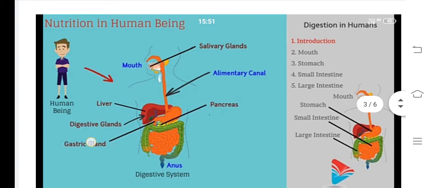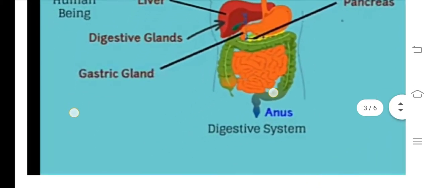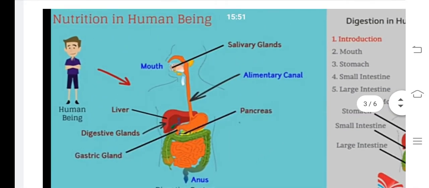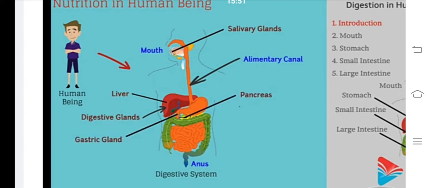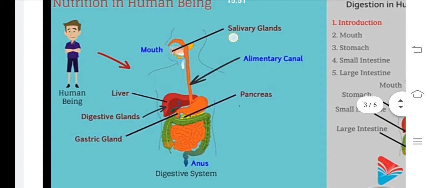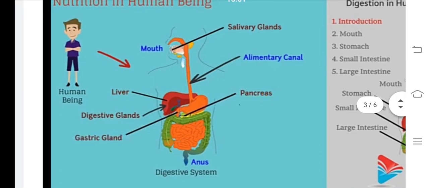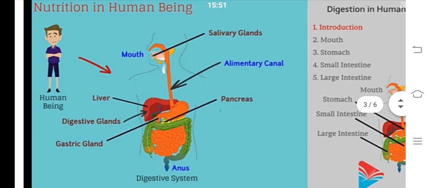The gastric glands produce gastric juice. The gastric juice helps in digestion. Clear? What are the digestive glands, children? Salivary glands, liver, pancreas, and gastric glands. Okay, let us understand the definition of digestion and the organs of the human digestive system.